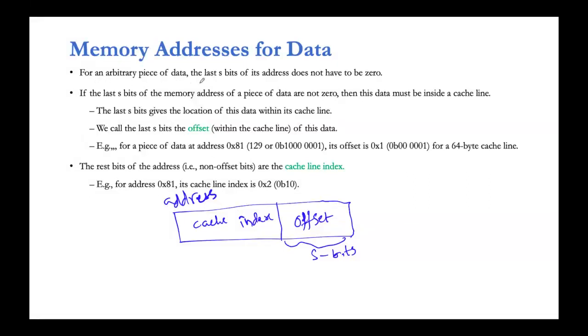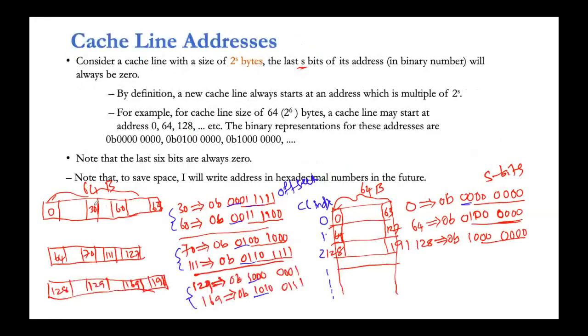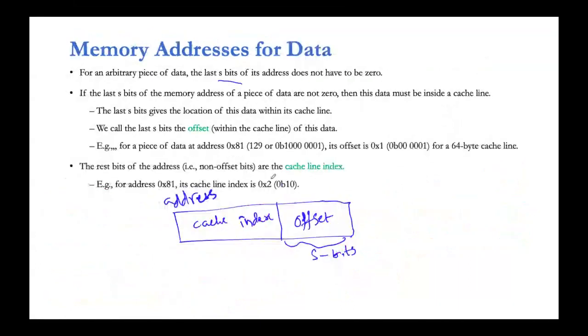So as said here, for an arbitrary piece of data, the last S bits of its address do not have to be 0. If the last S bits of the memory address of a piece of data are not 0, then this data must be inside a cache line. It may be at 30, at 60, at 70, or at 101, a different location, right? So the last S bits give the location of the data within its cache line, and we call the last S bits the offset.